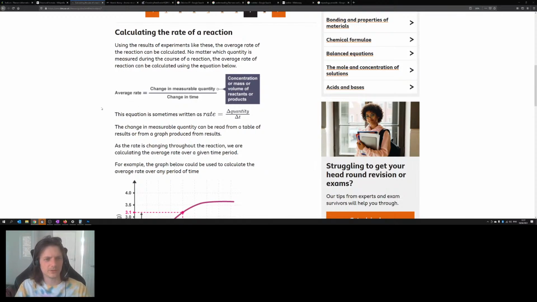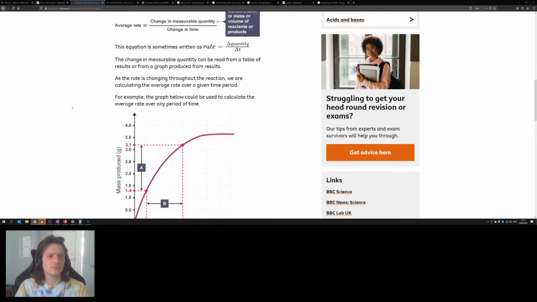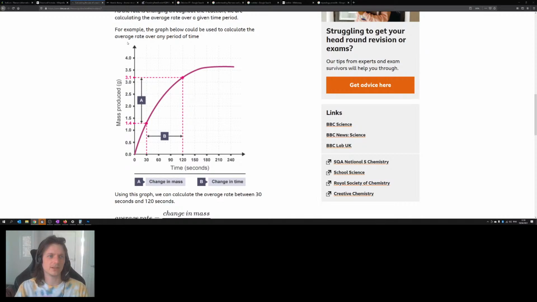This equation is sometimes written as rate equals change in quantity over change in time. Change in measurable quantity can be read from a table of results or from a graph produced from results. As the rate is changing throughout the reaction, we are calculating the average rate over a given time period. For example, the graph below could be used to calculate the average rate over any period of time.